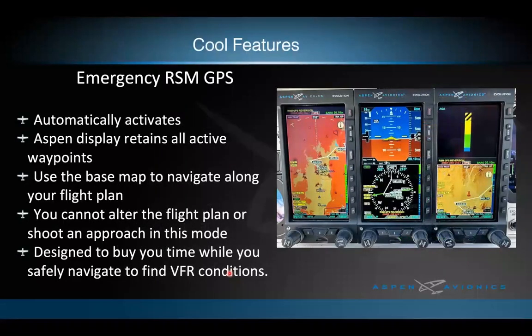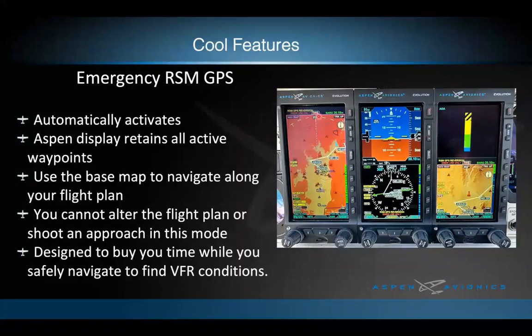Okay, on to some cool features. So the emergency RSM GPS, this has been a feature of the Aspen since the beginning. What this does is it automatically activates when our system detects a loss of GPS input. So you see here on all three displays, you have GPS 1 and 2 in amber bubbles. That's telling you lost GPS input. Either it's a failure of the electrical system or a failure of the GPS units themselves. So once the Aspen recognizes that, we go into what's called emergency GPS reversion.